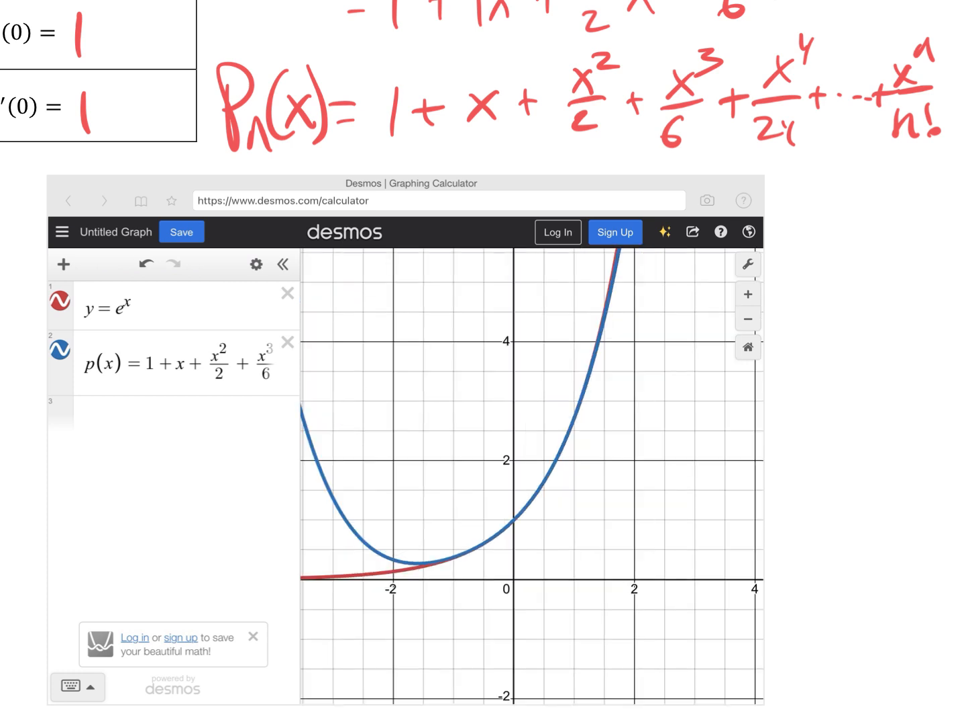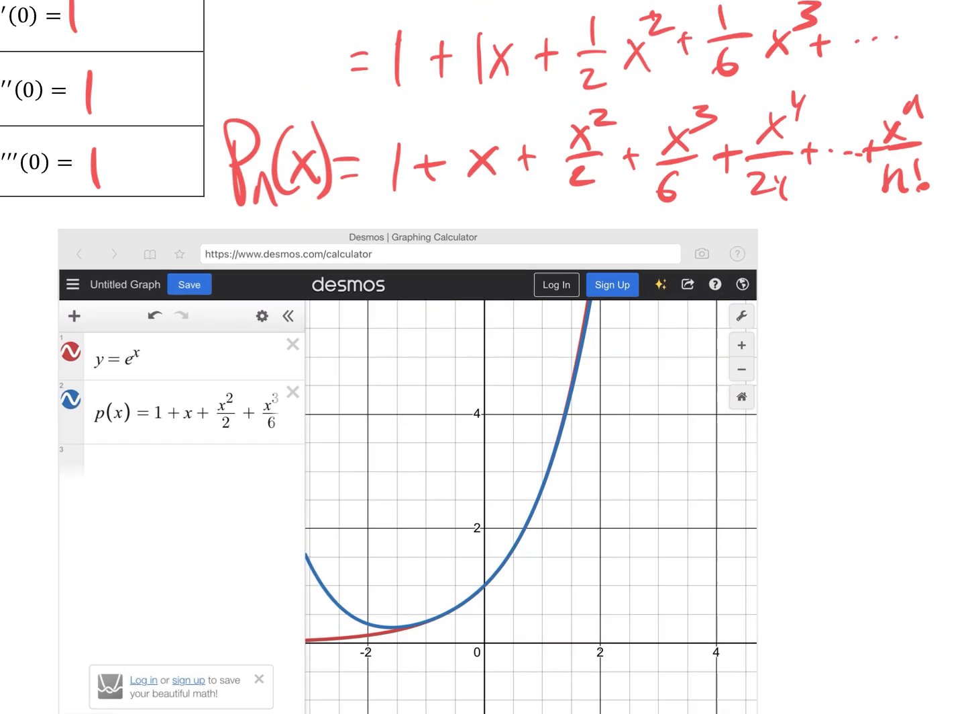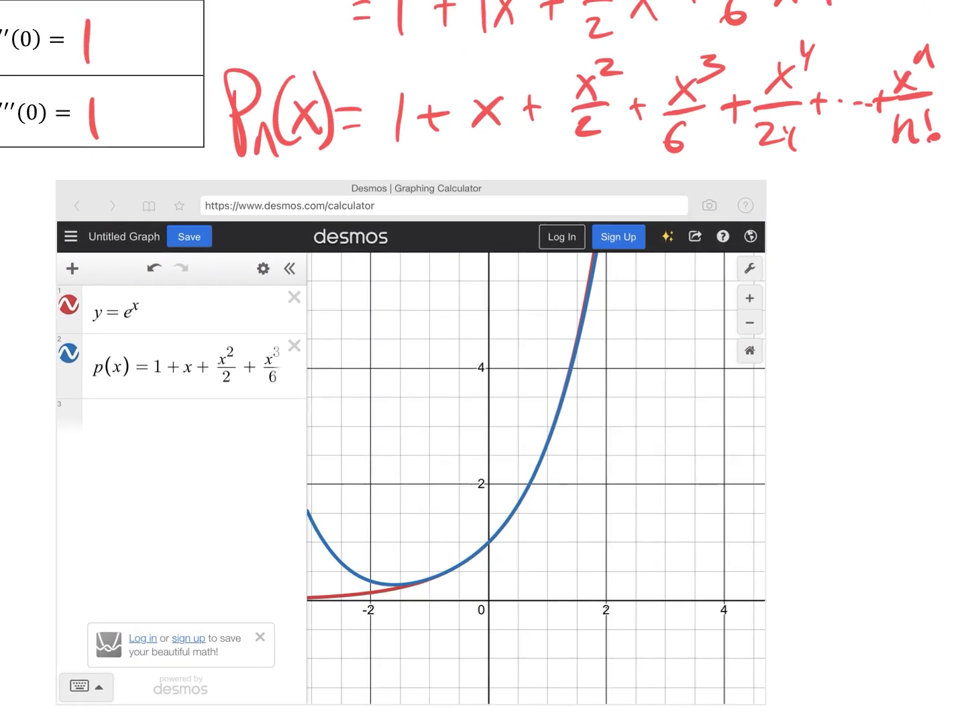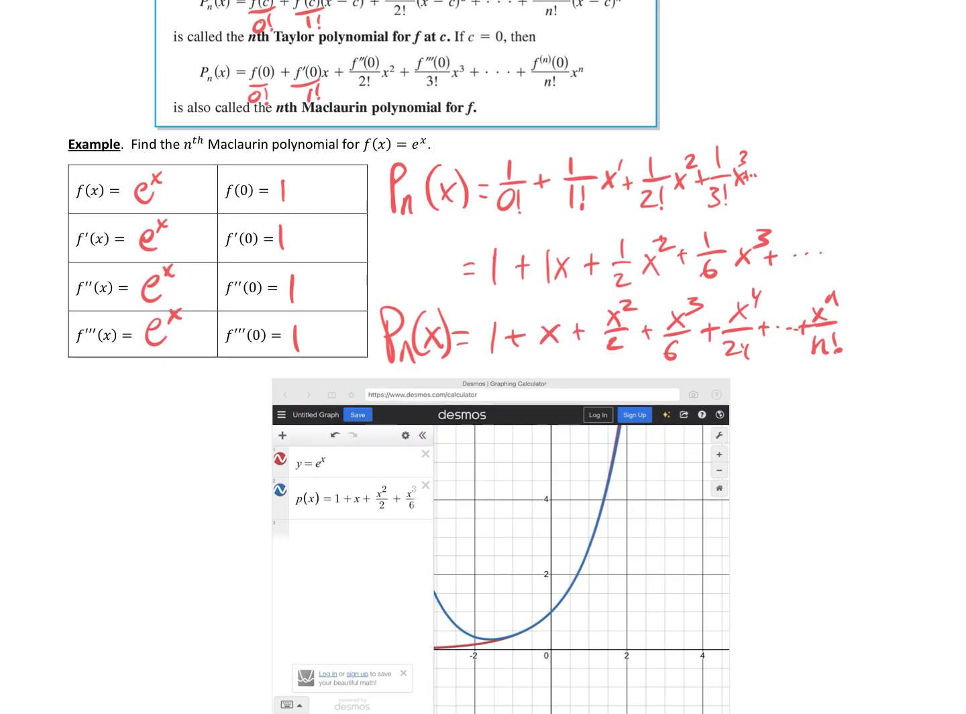Now, once we get out of a certain range here, this is a terrible fit when x is -3. I mean, that's not even close, or -2. Okay, but up until this point, like -1.5, that's pretty darn good. And then up here it starts to separate. So, again, that gives us an approximation, and the more terms we have, the better the approximation.